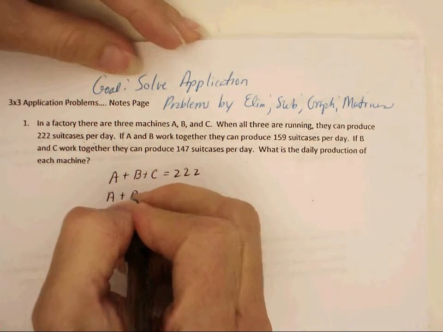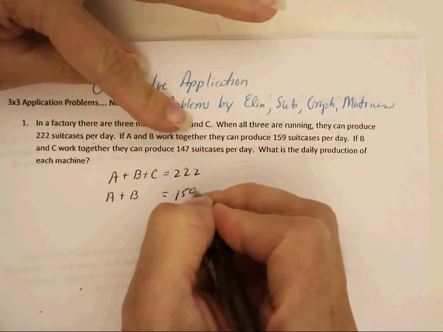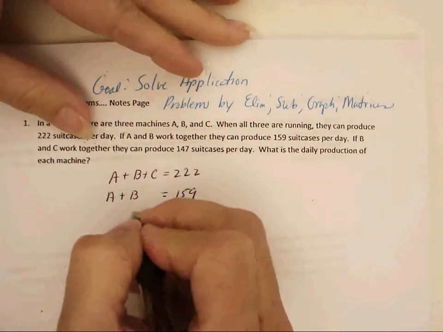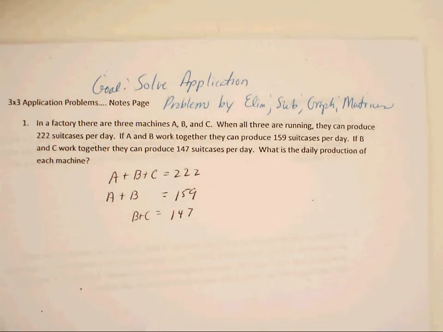If only A and B are working, you're only going to get 159. And if only B and C are working, you're going to get 147. Now, what is the daily production for each machine A, B, and C?